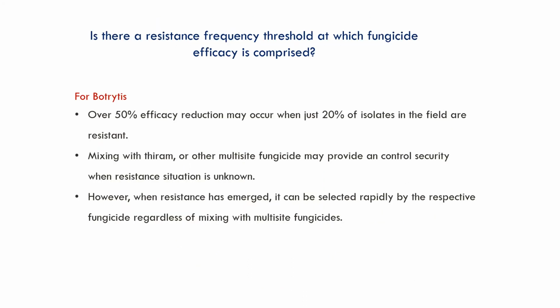Now we have talked about frequency of resistance, percentage of resistant populations, but what do they really mean? 10%, 20% resistant, right? Is there a resistant frequency threshold at which fungicide efficacy is compromised? There is no solid data. Based on our preliminary experiment, we think that over 50% efficacy reduction may occur when just 20% of isolates in the field are resistant. Now this means that mixing with protectant fungicides such as Thiram or Captan may provide some security when resistance situation is unknown.